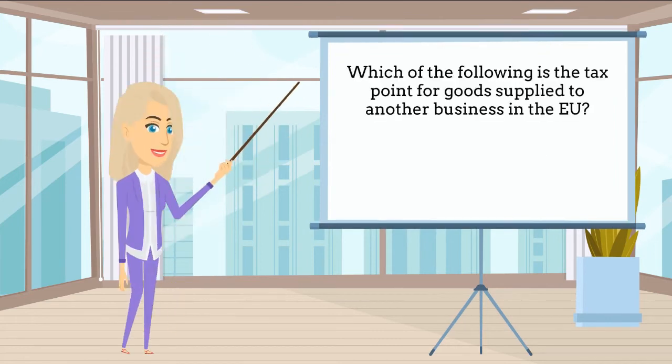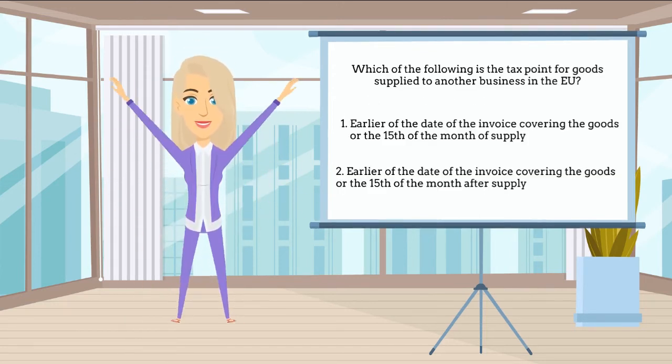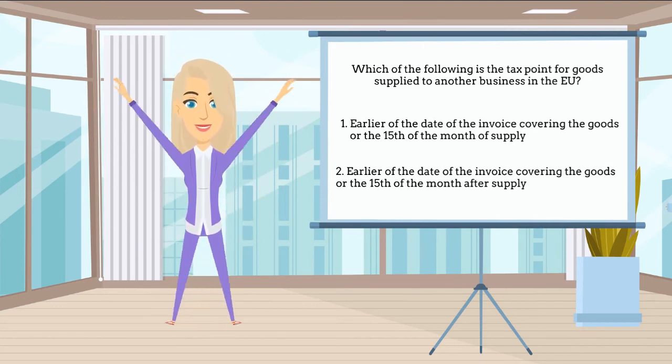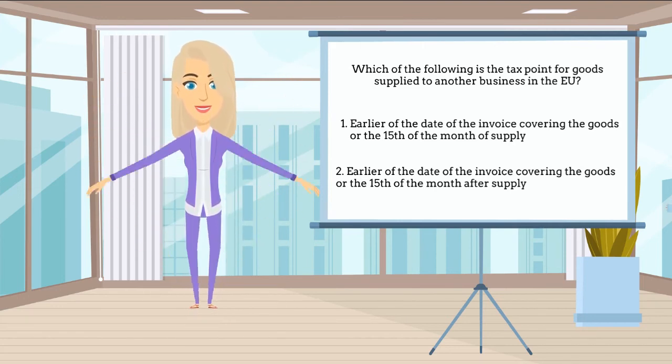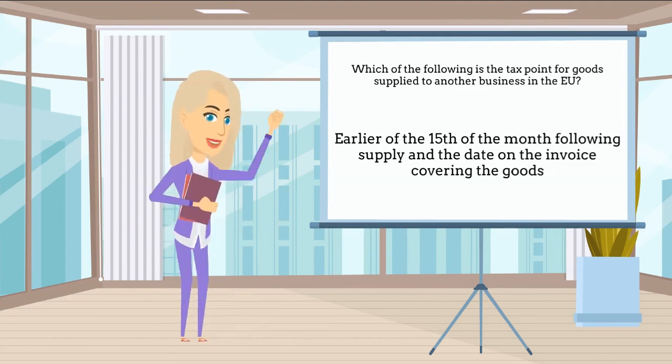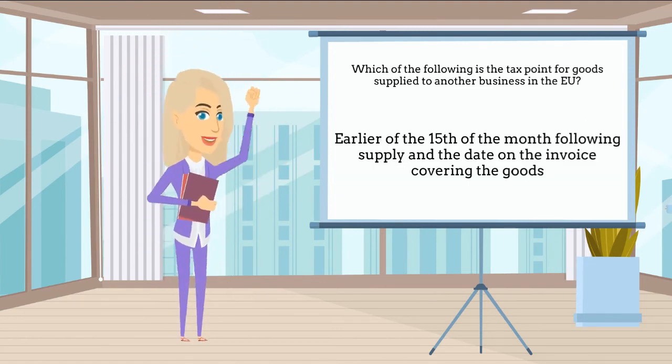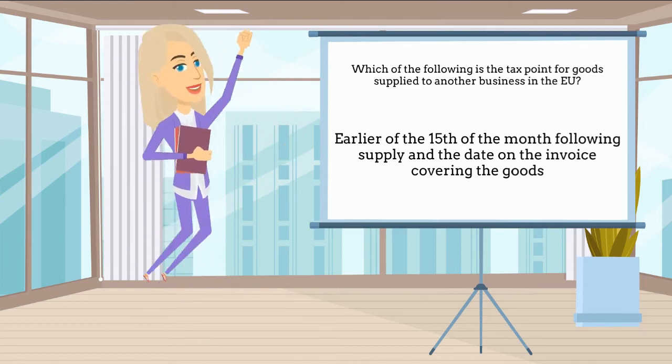Second question. Which of the following is the tax point for goods supplied to another business in the EU? Is it the earlier of the date of the invoice covering the goods or the 15th of the month of supply? Or is it the earlier of the date of the invoice covering the goods or the 15th of the month after supply? And the answer is the earlier of the 15th of the month following supply and the date of the invoice covering the goods.